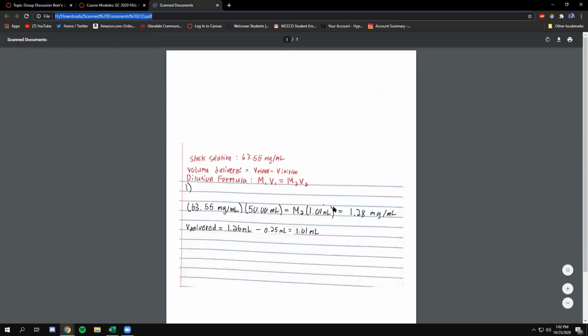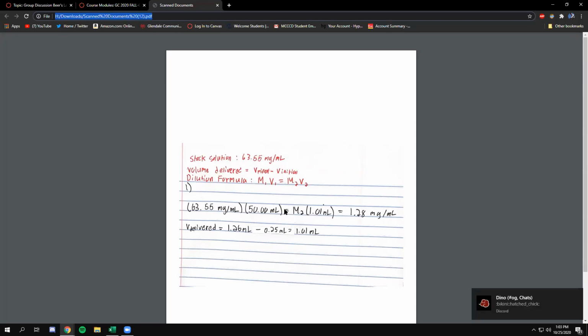So for the first one that we did, we used the dilution formula M1V1 equals M2V2. So here I plugged in for the M1, 63.55 milligrams per milliliter, which is a stock solution that we were given. Then for V1, we used the 50.00 milliliters, which is the volumetric flask that we used. And then that's equal to M2, because that's what we're trying to solve for. And then 1.01 milliliters is actually the volume delivered that we found.